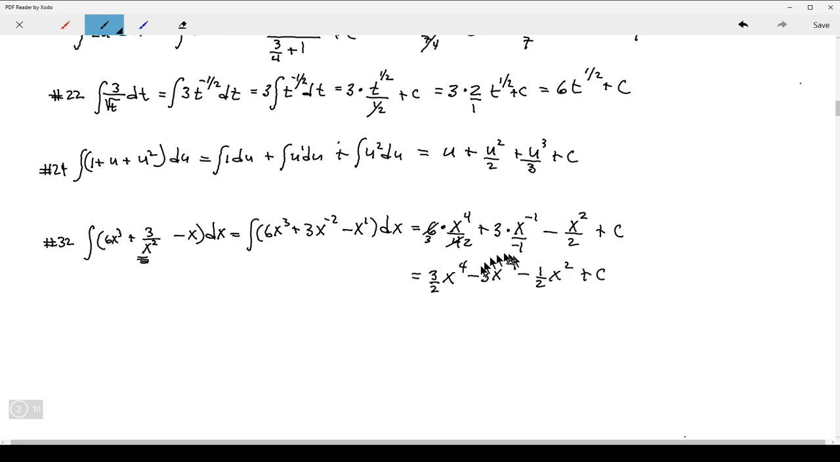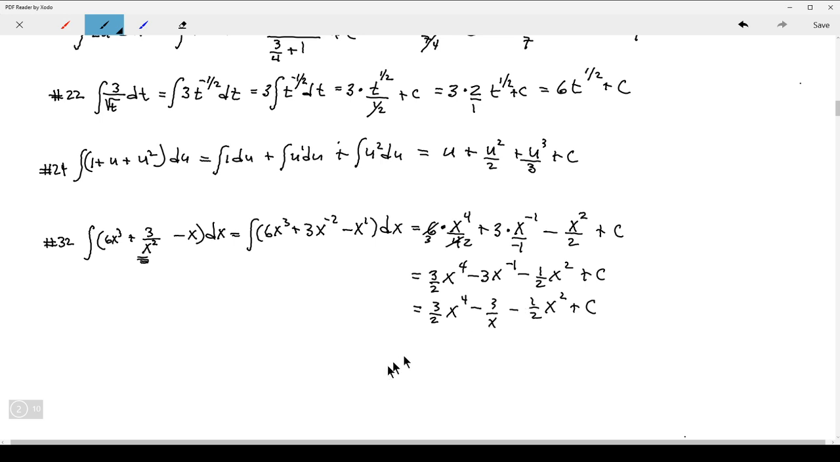If you go to check your answer in the book, they're probably not going to leave a negative exponent. They are probably going to rewrite it this way, 3 over x. Either one of these is fine.